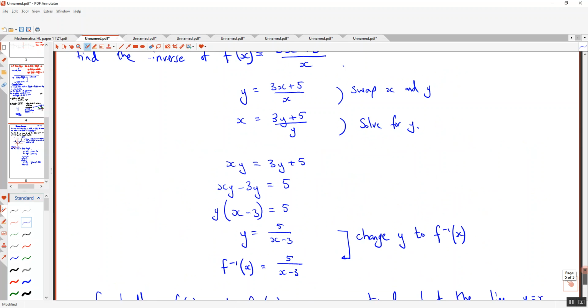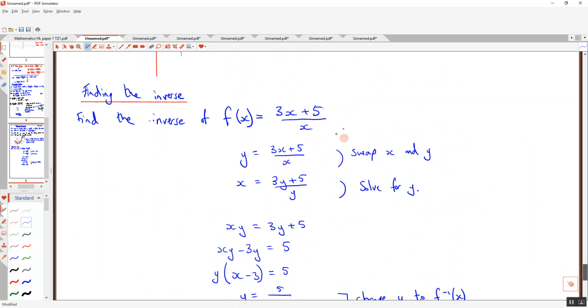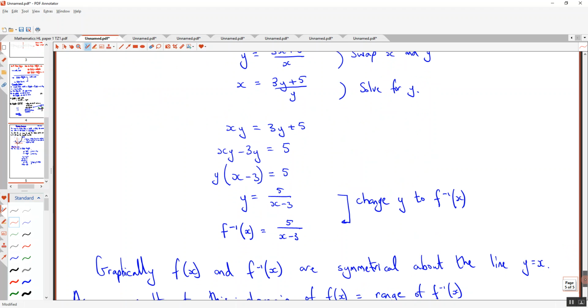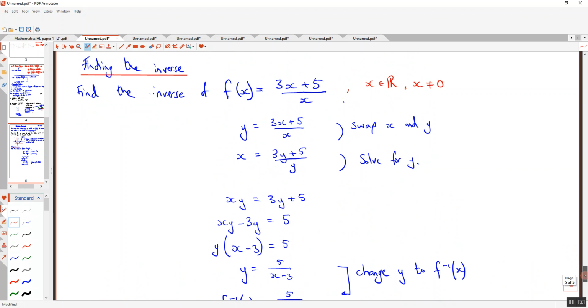So looking back at this question, what's the domain of our function? Anything above or below 0, it can't be 0. Right, so we could say x is a real number, but x cannot be equal to 0. Why can't it be equal to 0? Because x is on the denominator. Good, because you can't divide by 0.